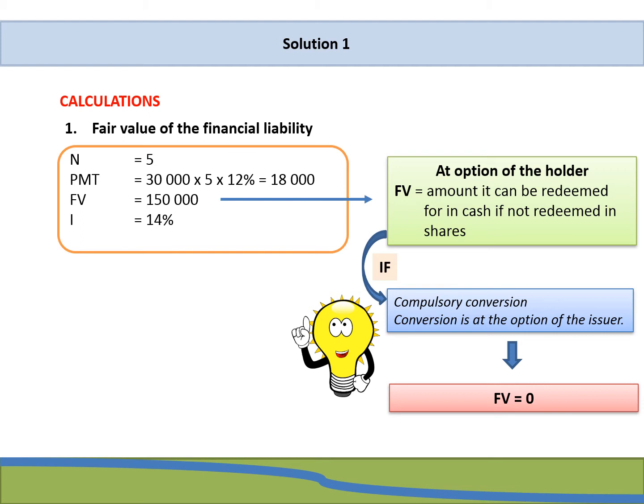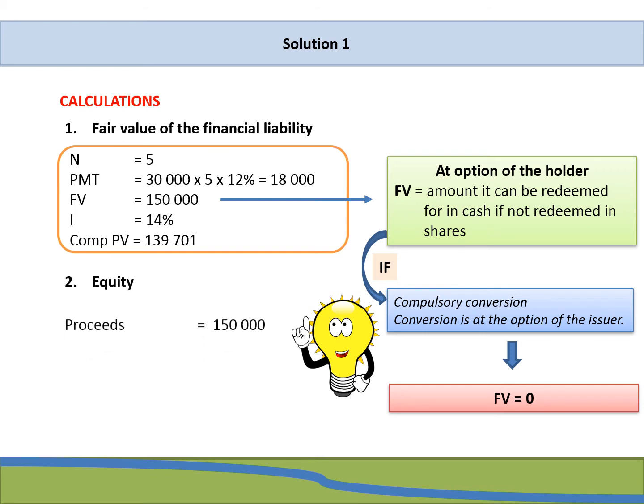Next, we have our interest that is 14%. Remember, we use the market-related interest rate of similar instruments that are not convertible into shares. And then we compute our present value, which will give us an amount of 139,701. Now that we have the fair value of the financial liability, we can calculate the equity portion.